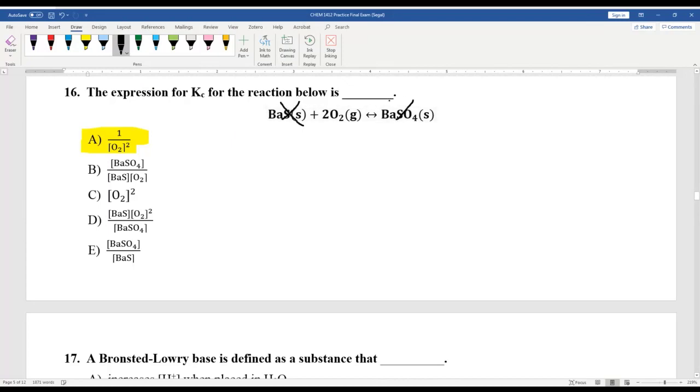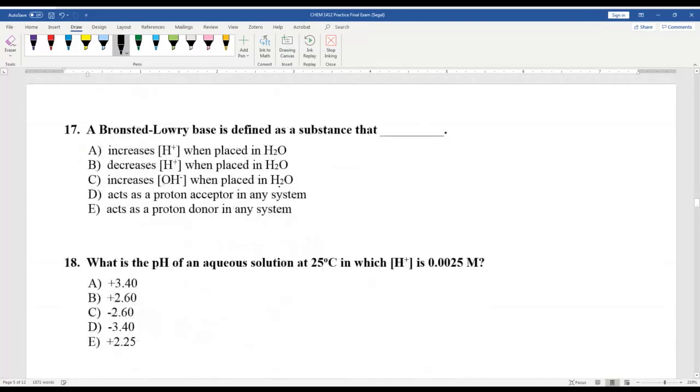Okay. Number 17, definition. Bronsted-Lowry base is defined as what? You know your definitions, don't you? What's a Bronsted-Lowry base? No?